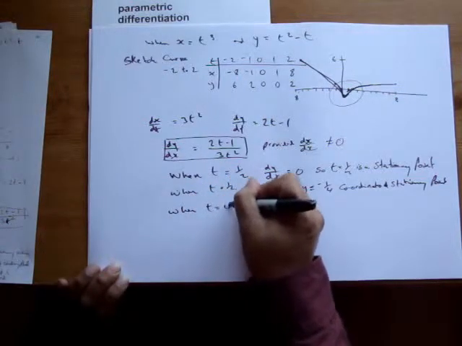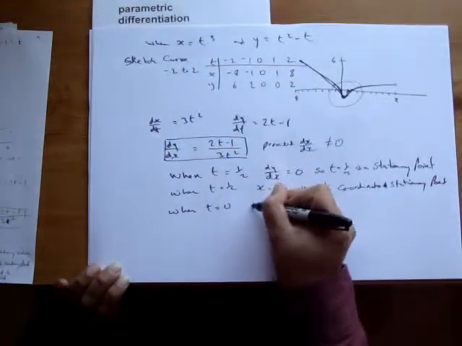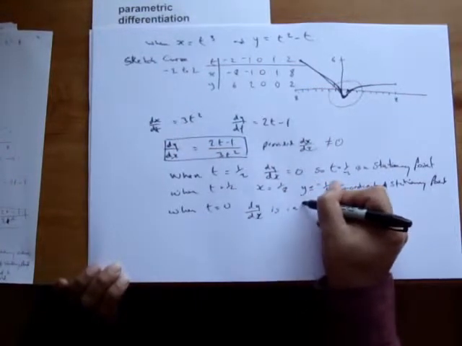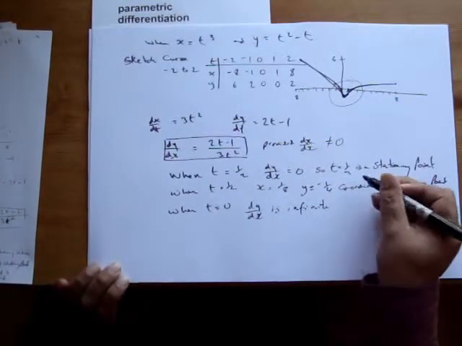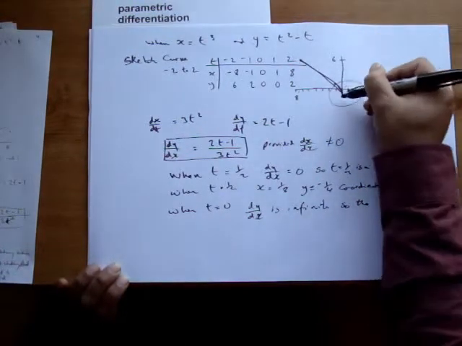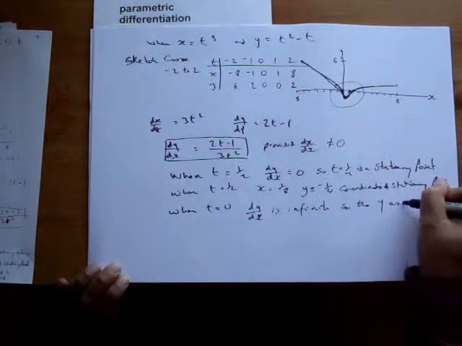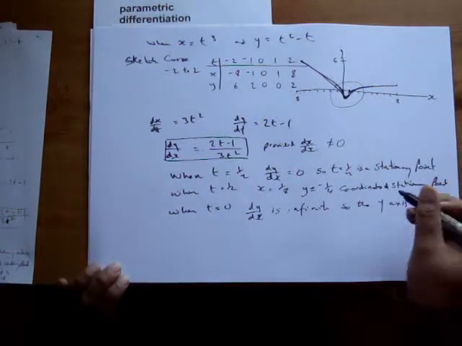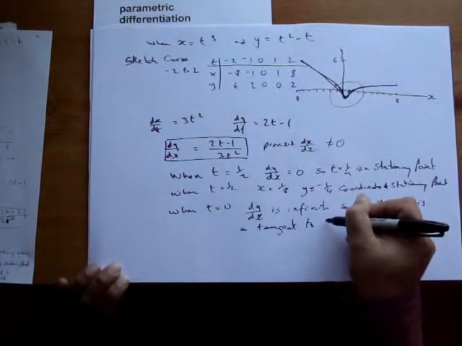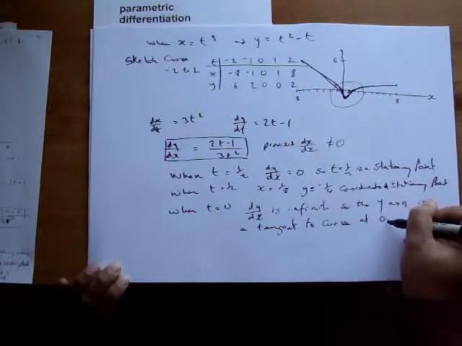When t equals 0, which is here, dy by dx is infinite. So the y-axis, which is this axis here, this is the x, this is the y, is a tangent to the curve at the 0, 0 point.